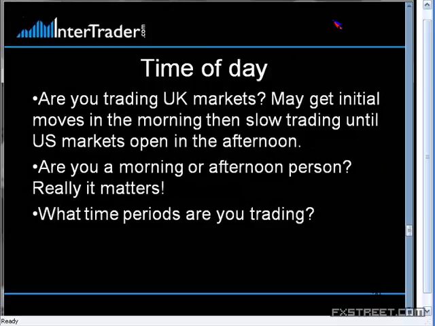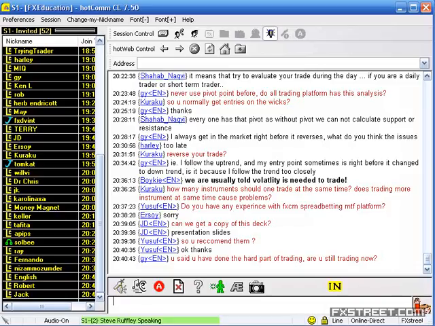So remember, again, the time of the day. If you're trading UK markets, you may get initial moves in the market in the morning, then we'll slow down, and in the afternoon we'll form a new or a continuation of the trend when the US opens. So again, are you a morning person or an afternoon person? Some people don't like getting up, feel a bit groggy, might trade badly. Again, if you don't record your trades, how are you going to know how the time of day affects your profitability?